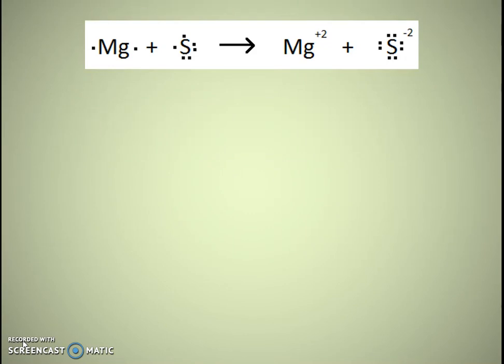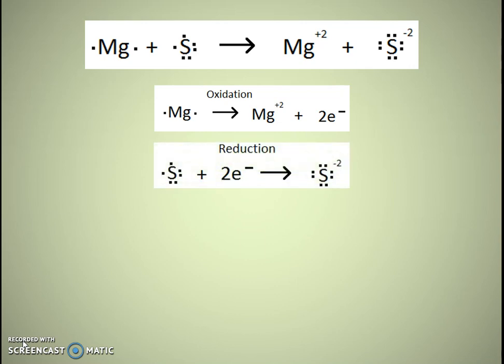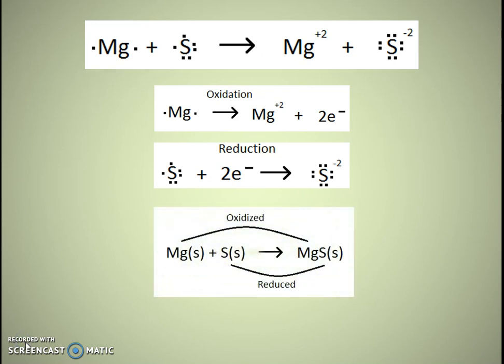And we can take this reaction and split it into 2 half reactions. The oxidation half, the magnesium giving up 2 electrons to make a +2 ion, and the reduction half, sulfur taking on 2 electrons to make a -2 charge and be reduced. And again, we can put those back together for our regular reaction of magnesium plus sulfur making magnesium sulfide, where magnesium is oxidized because it's losing electrons, giving them up to sulfur, and sulfur is reduced because it's gaining electrons from magnesium.